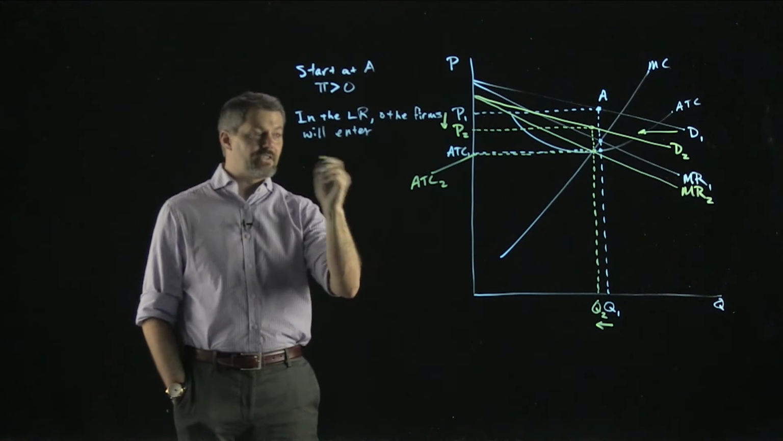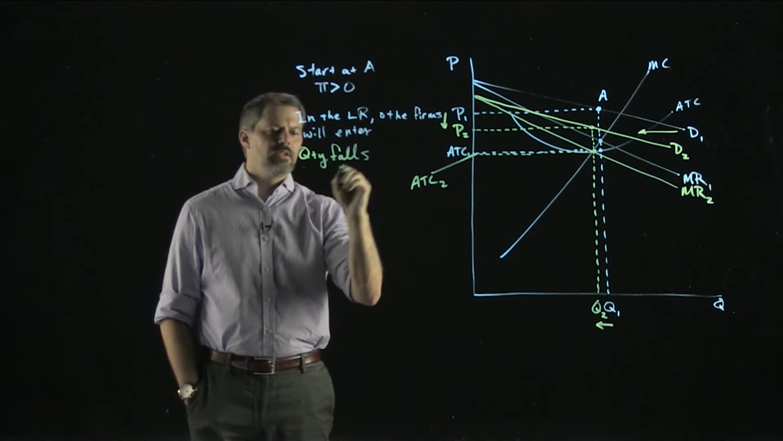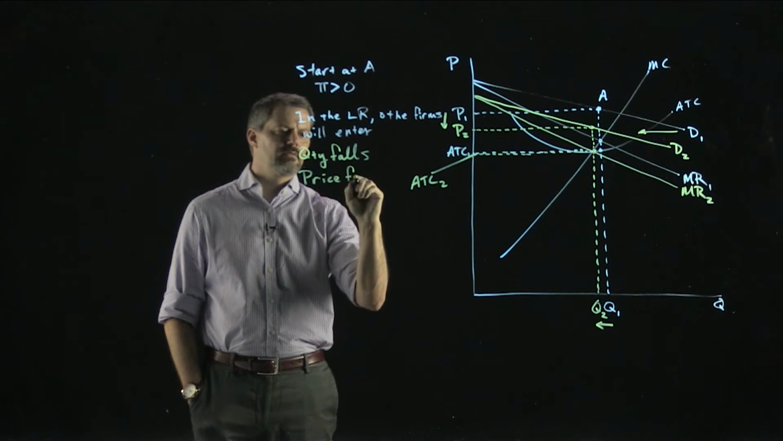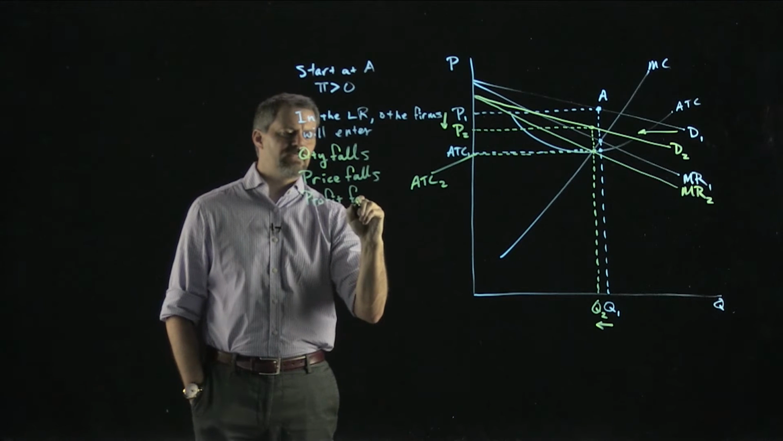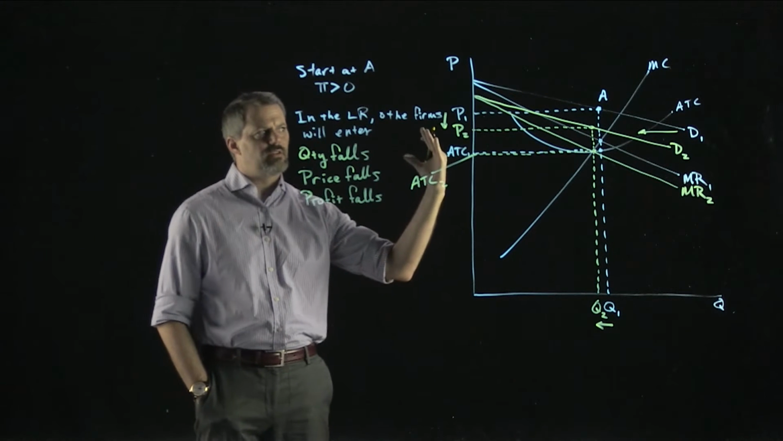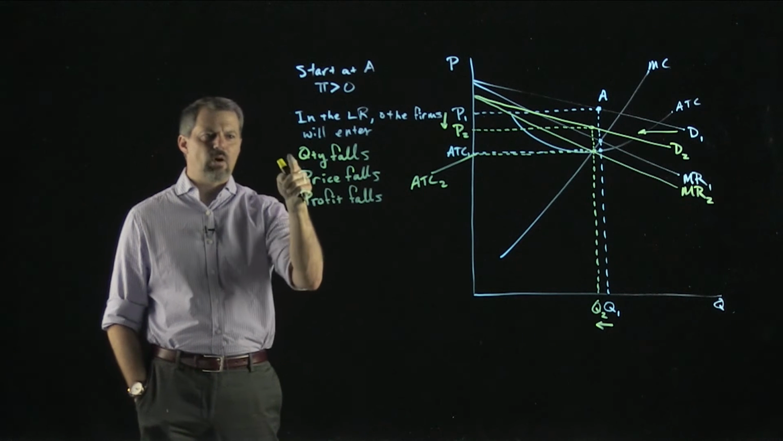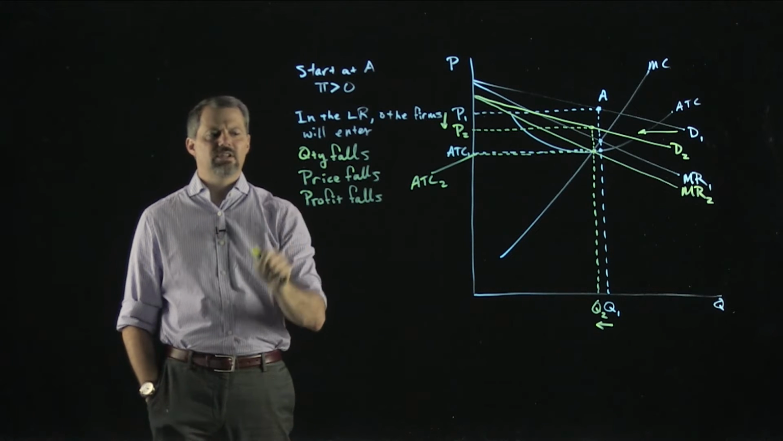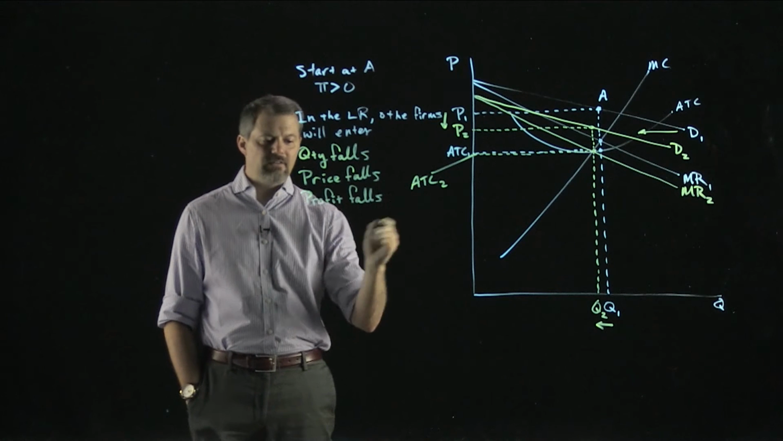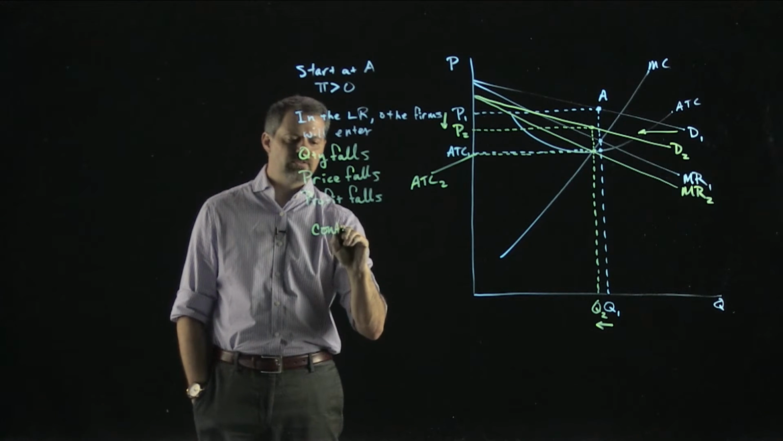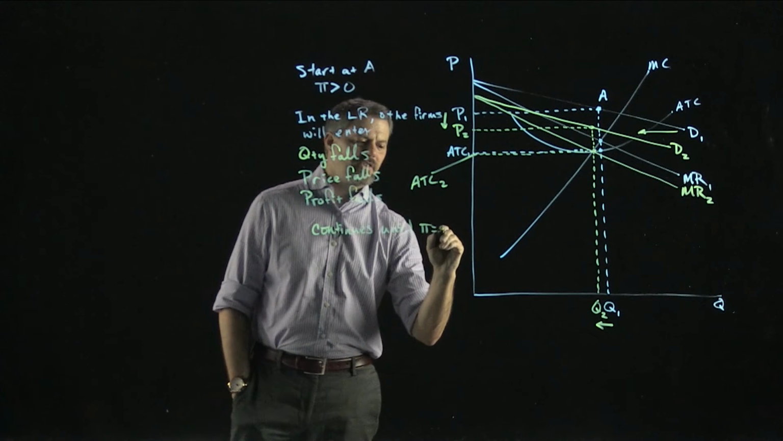So profit falls. Let's write everything that's happened. Quantity falls. Price falls. And profit falls. And as long as that residual demand curve continues to shift to the left, these things will continue to happen. Quantity will continue to decrease, price will continue to decrease, and profit will continue to decrease until profit goes to zero. So this continues until profit is equal to zero.